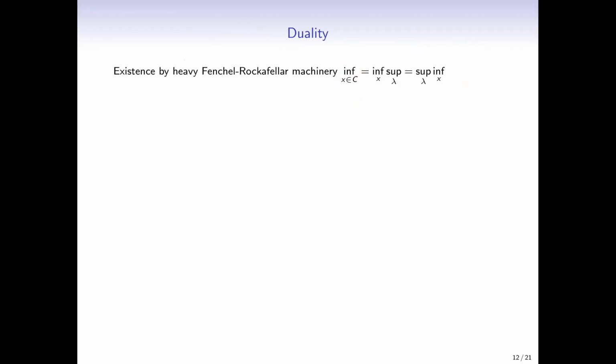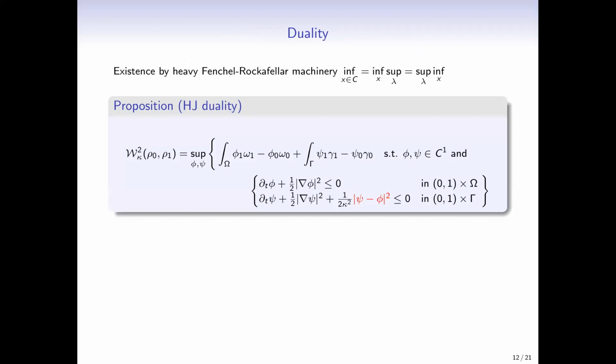So if you do so here, what happens is that you can prove the following duality result, that the squared distance, the ring road distance, can be written as a supremum over smooth functions psi and phi. So psi and phi here are my Lagrange multipliers, or the lambda in this abstract notation. So the supremum of the integral of phi1 omega 1 minus phi0 omega 0, so phi1 and phi0 are just phi evaluated at time 1 and 0, minus psi1 gamma 1 minus psi0 gamma 0, such that phi and psi are subsolutions of the following Hamilton-Jacobi system.